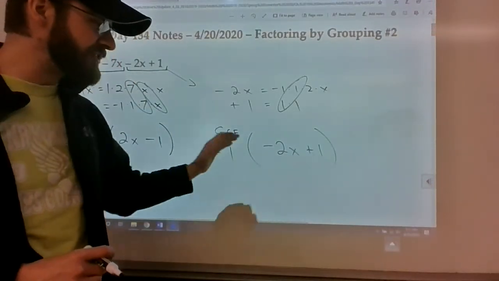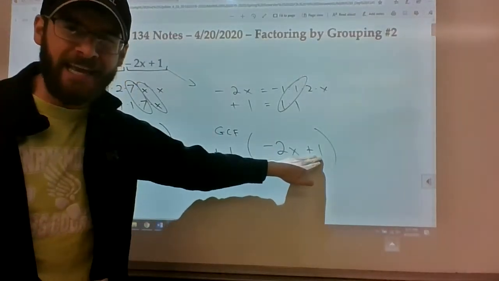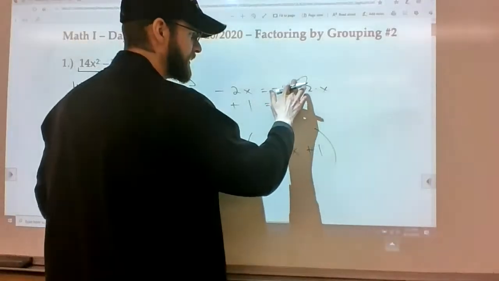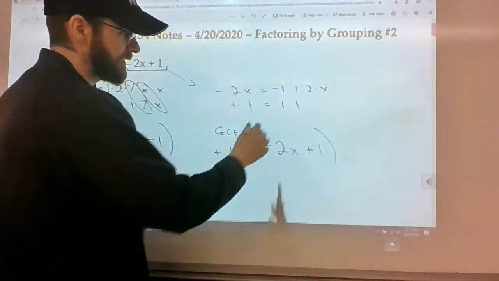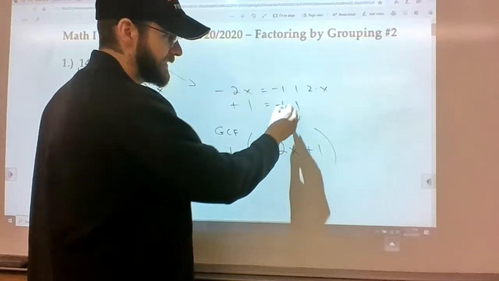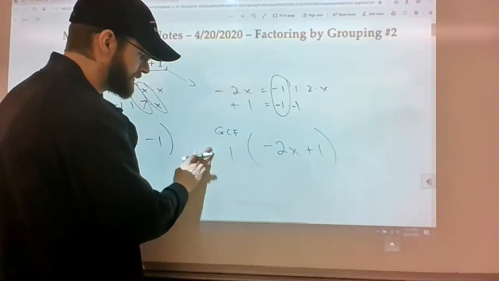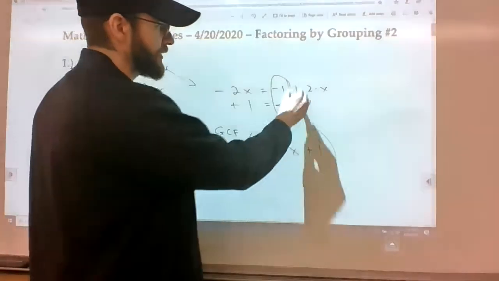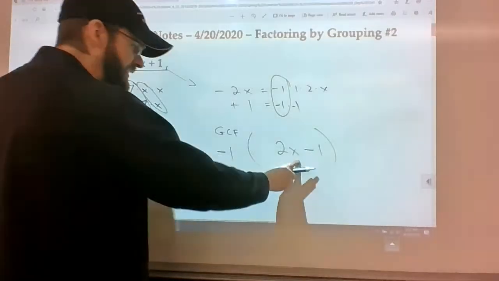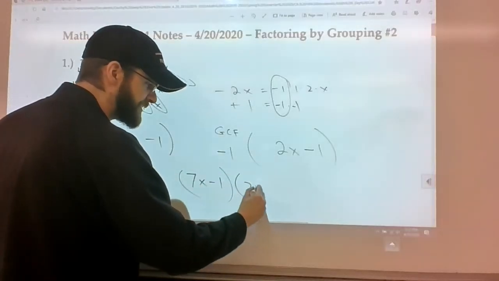Technically, if I just extracted a negative from this part, and then what happens when you take a negative out of a positive 1? Well, that's kind of tricky, unless you look at it like this. 1 does equal 1 times 1, but it also equals negative 1 times negative 1. Now the GCF is negative 1. Now the leftovers are 2x minus 1. Now I can say the GCFs create a binomial of 7x minus 1 as the first group, and the 2x minus 1s become the second.